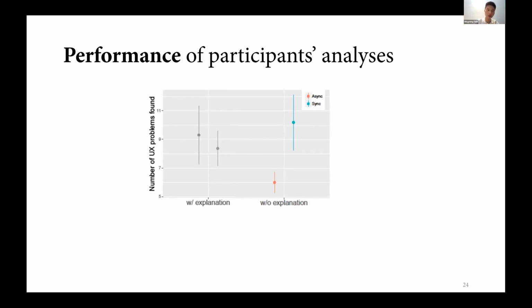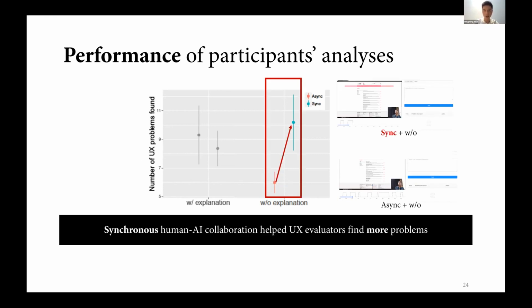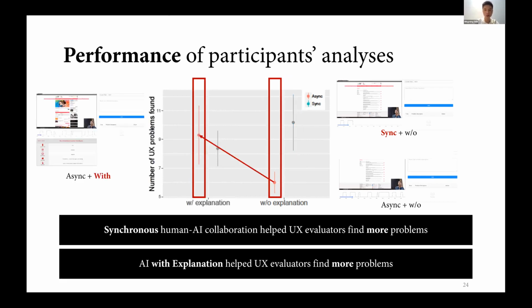So this figure shows the number of UX problems the evaluators identified. Here is the asynchronous AI without explanation. As you can see, with synchronization, evaluators identified significantly more problems. Similarly, with explanation, evaluators also identified more problems.